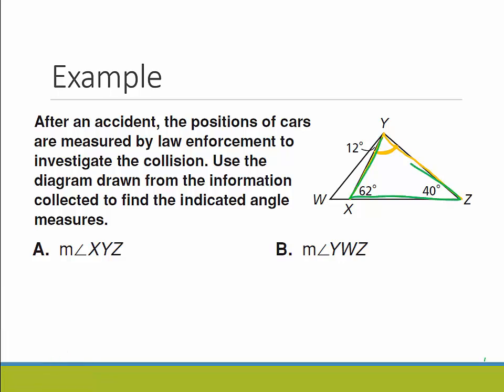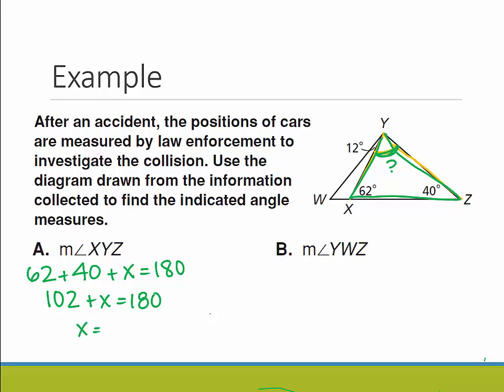So we know that all of these angles have to add up to 180. So since we already have 62 and 40, this has to be whatever else we need to add to 180. So we know 62 plus 40 plus whatever this is, we can call it X, has to add to 180 degrees. So if we combine these, we can see that X has to be 78 degrees to make that work. And then you can double check this. Add 78, 62, and 40, and you should get 180.